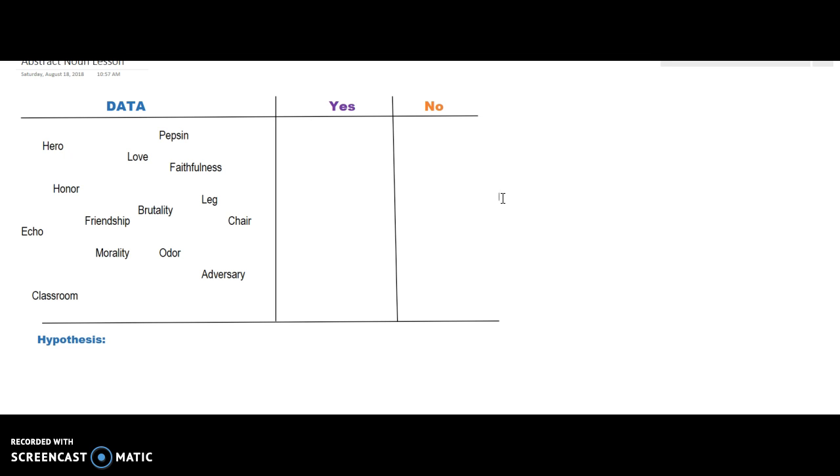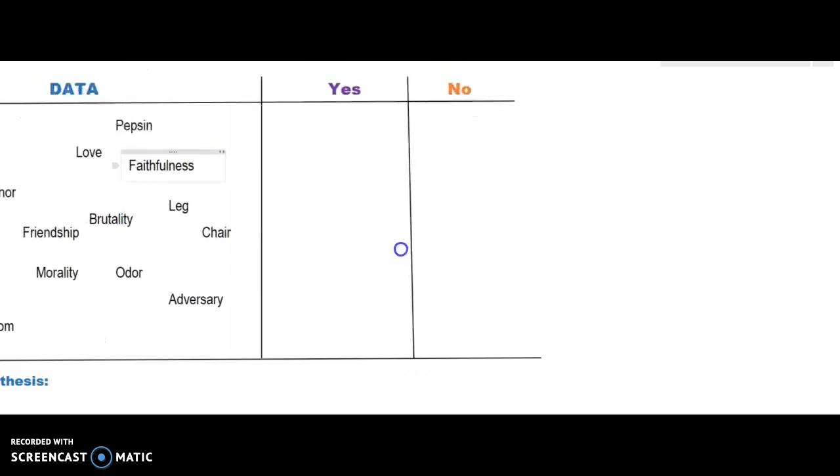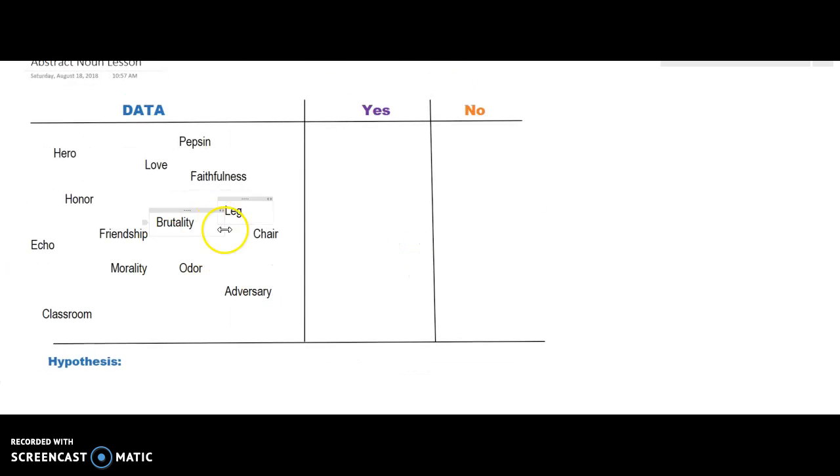So what we're going to do is look at this data set, look at the words, and I will organize them into either the yes column or the no column. The yes column means that there are positive examples. They are examples of the new type of word we are learning today. If they're in the no column, they are negative examples. They are not examples of this new type of word. They're just different types of words.